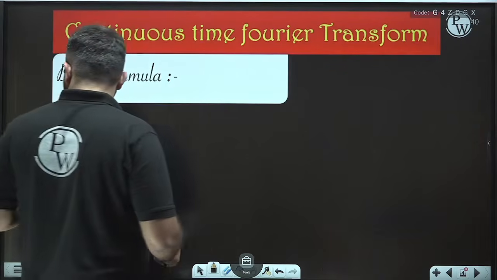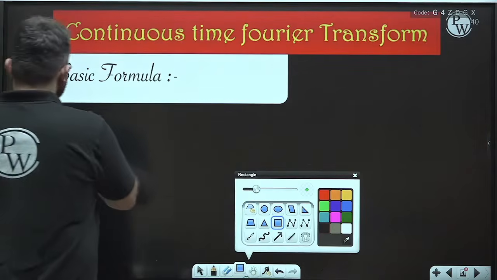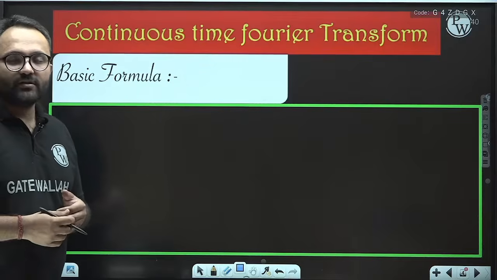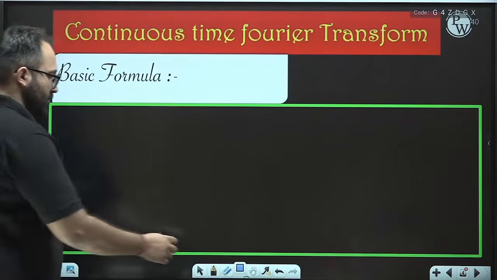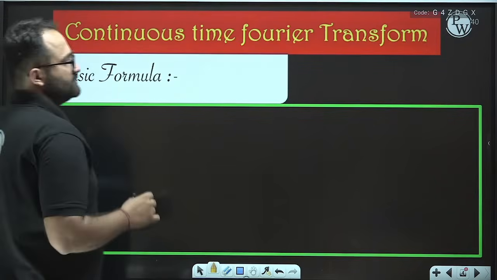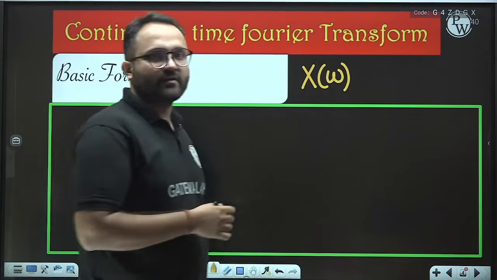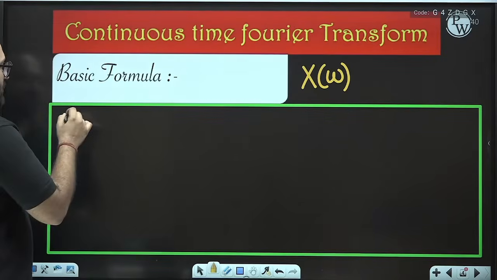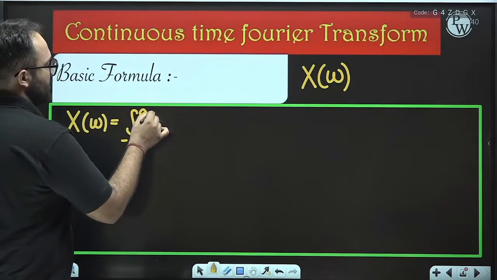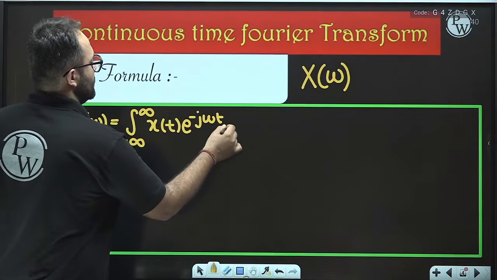What are the basic formulas of Fourier transform? There are two basic formulas. One is the formula for Fourier transform, and another is the formula for the inverse Fourier transform. So first of all, let's see the formula. The Fourier transform of the signal is written as X(omega). So X(omega) is equal to integral from minus infinity to infinity of x(t) e to power minus j omega t dt.